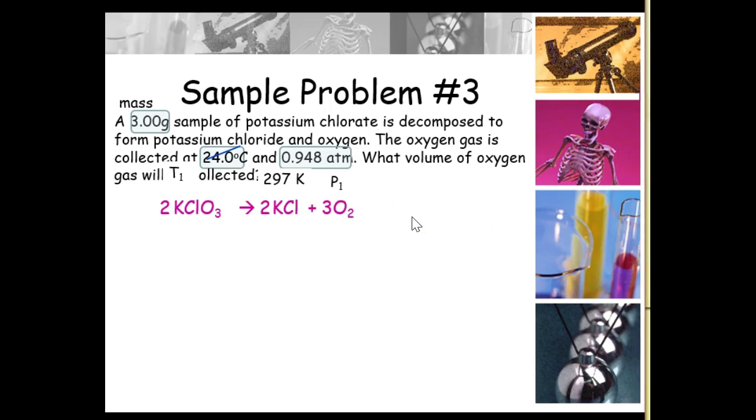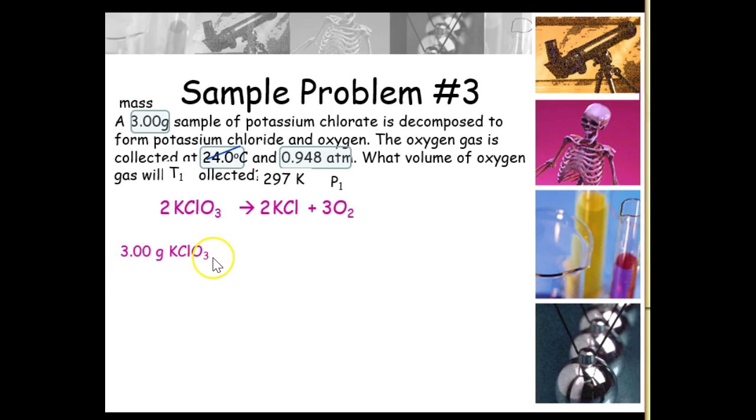Okay? Then, we can't go straight from grams to liters. I know a lot of people are like, why can't you just go from the grams, now that we have the reaction, to the liters? The reason we can't do this is because this is not at STP. STP is 0 degrees Celsius and 1 atmosphere. So since it's not at STP, you have to use the ideal gas law.